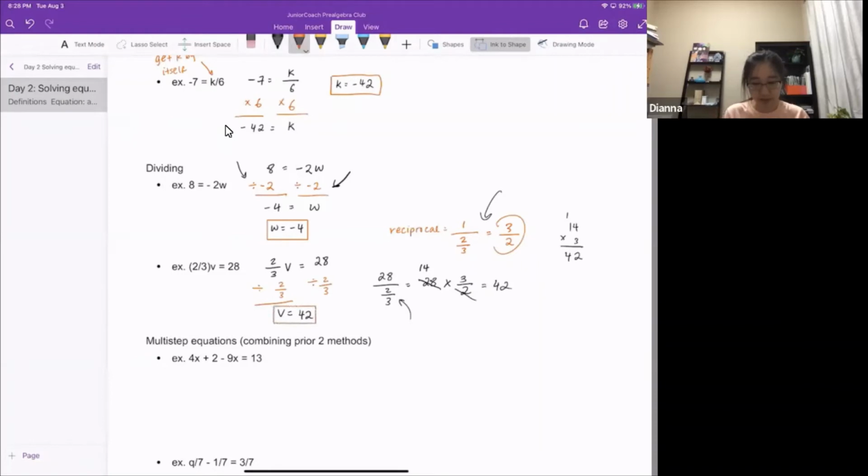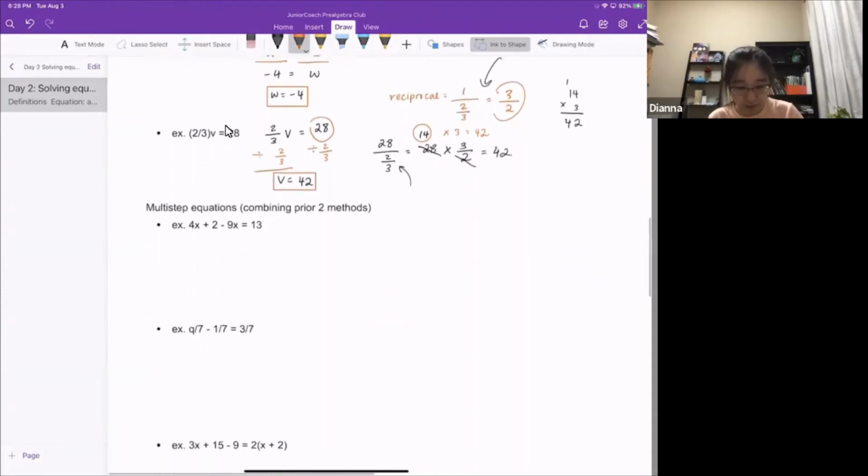So that was probably the most difficult one out of all of these, actually. So what I did was I divided both sides by 2/3. And in the process of doing that, instead of 28 being divided by 2/3, I changed it so it's 28 times 3/2. It means the exact same thing. And then I simplify because I can cancel out this numerator and this denominator. And so that gives me 14. And then times 3 equals 42. Okay.